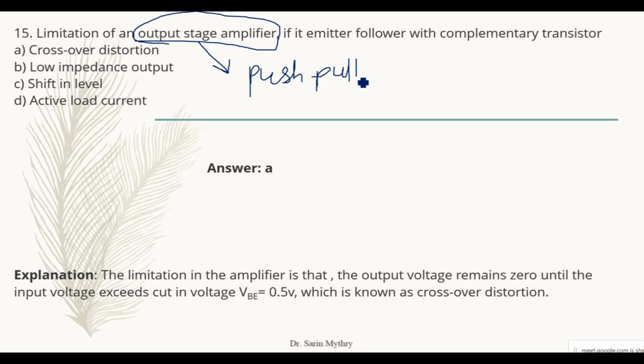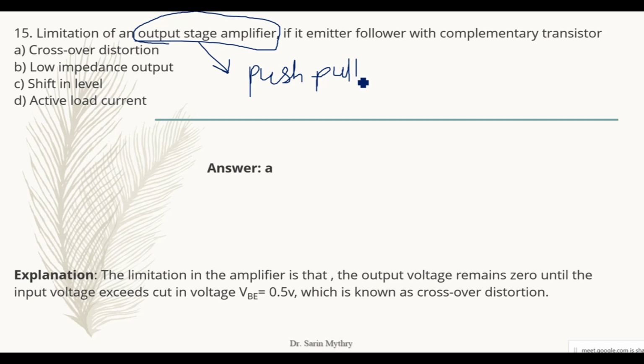What is the limitation of this output stage? Let us see now here. The limitation of the amplifier is that the output voltage remains 0 until the input voltage exceeds the cut-in voltage. This thing you all know. The output voltage remains 0 until the input voltage exceeds cut-in voltage.